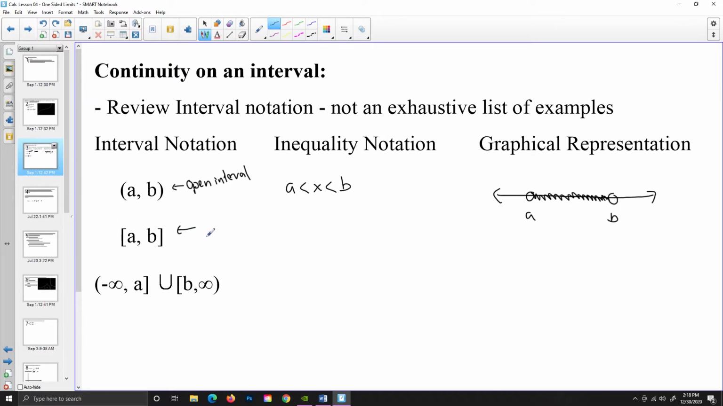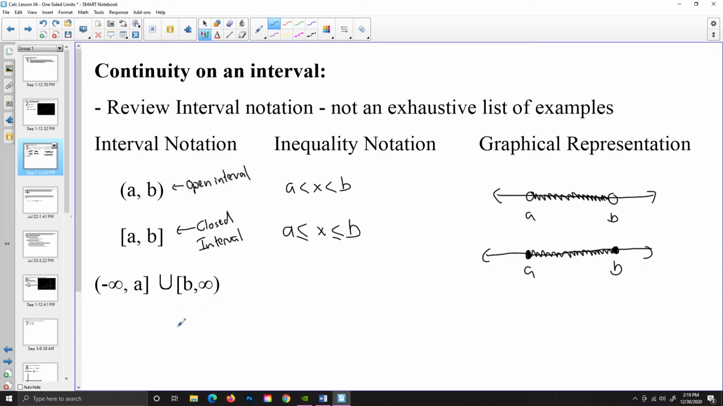If they use brackets, we're talking about a closed interval, and that's similar to an open interval, except with closed intervals we are including the endpoints. So the inequality notation only changes in that we add the equal to the less than notation. And as far as the graphical demonstration goes, instead of open circles at a and b, we'll have closed circles at a and b, and we'll be talking about everything in between.